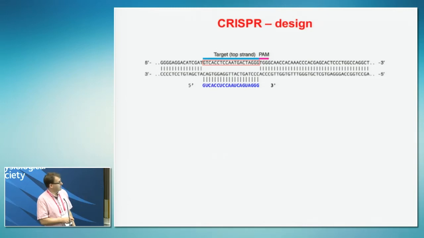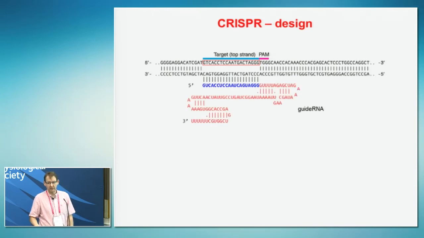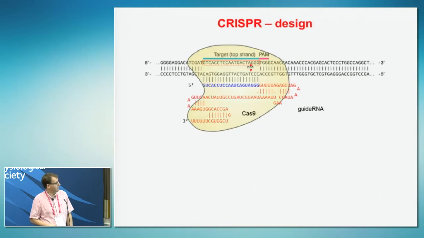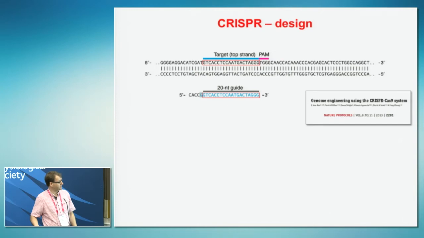We just need to follow the rules. G binds to C, T binds to A, and design this RNA molecule. We just make it in the context of a slightly longer RNA molecule called a guide RNA, and we need to express it with this yellow shape here, which is the Cas9 nuclease. So Cas9 is a nuclease, the guide RNA directs it to the right site, and we get a double-stranded break, 3 base pairs upstream of the PAM sequence.